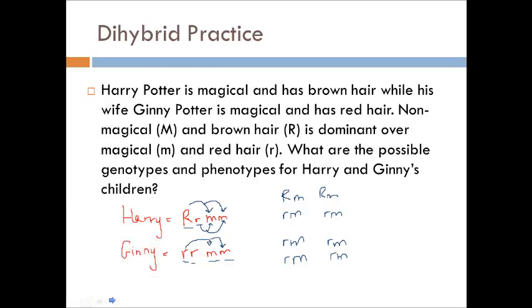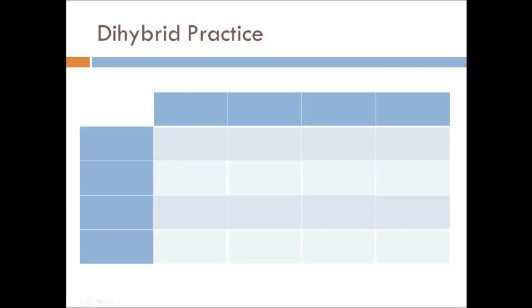Alright, so now that we've got those combinations, we're going to write them in. So we're going to put Ginny here on the left, and give her little r, little m. Harry had big R, little m, big R, little m. Then he had little r, little m, little r, little m. Now we're going to go through and pair up the r's. So big R, little r, and then two little m's.